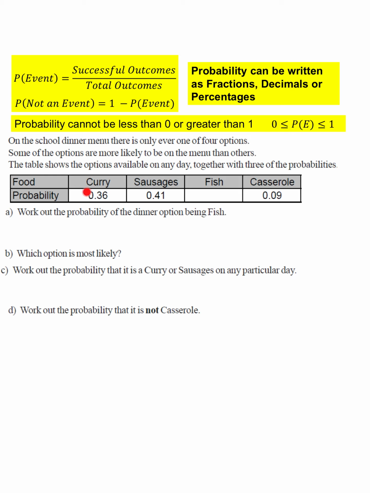Now, remember, probability has to add up to 1. Okay, it's always between 0 and 1. So let's add up these first. So I'm going to have 1 minus 0.36 plus 0.41 plus 0.09. So this will get us 1 minus 0.86, which will be 0.14. So that's the probability of fish.